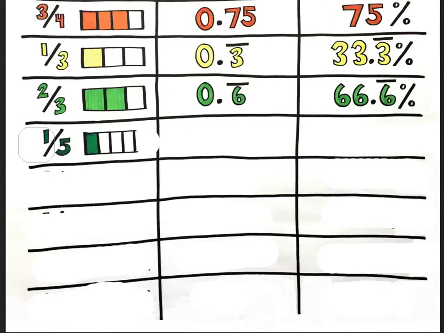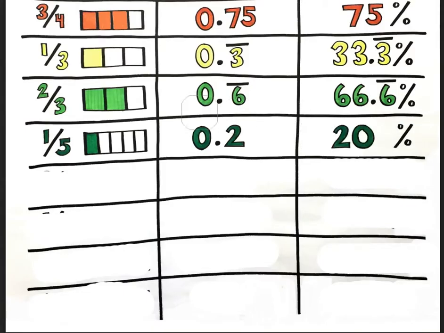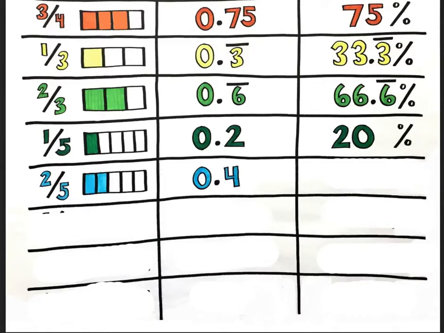Our next one is 1/5. Again, 5 pieces that are equal size. Only one of them is shaded in. We have 0.2, which is the decimal equivalent. And you'll notice here that we end up with 20%. Then 2/5, which would be double the amount. You can imagine then it would be 0.4 or 4/10. And then you can imagine it would end up being not just 20%, but double the amount also, which is 40%.